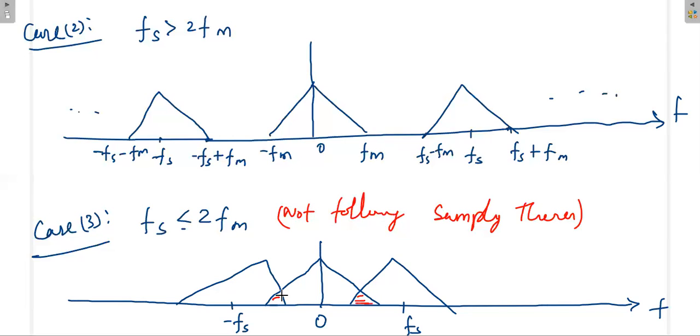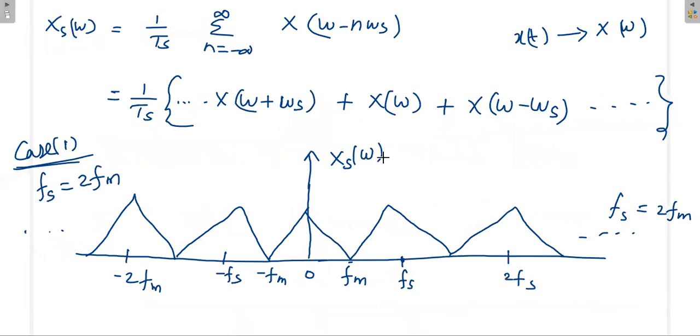Again, during the process of reconstruction, what will we be using? At the receiver side, we'll be getting Xs of omega, but what is our aim? From Xs of omega, we have to get X of omega, because we are always interested in recovering the original signal. How to get this? Simply by using a low pass filter. Pass this signal through a low pass filter.